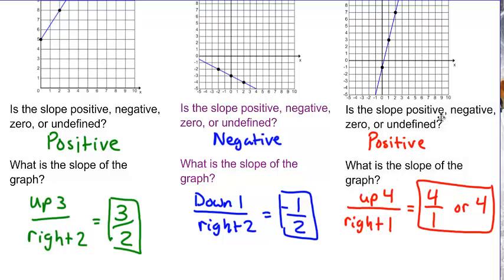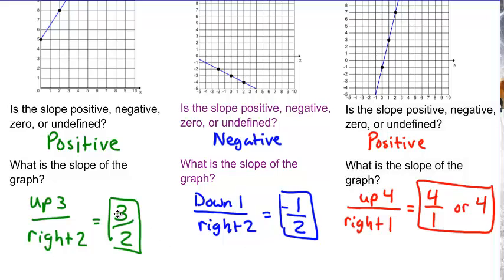Here on the far right, if we look at our graph, we can see it's going up and to the right. Therefore, it has a positive slope. And if we move from one point to the next, remember we start on the left and work our way right. We go up 1, 2, 3, 4, right 1, so we have a slope of 4 over 1, or 4, because 4 divided by 1 is just 4.